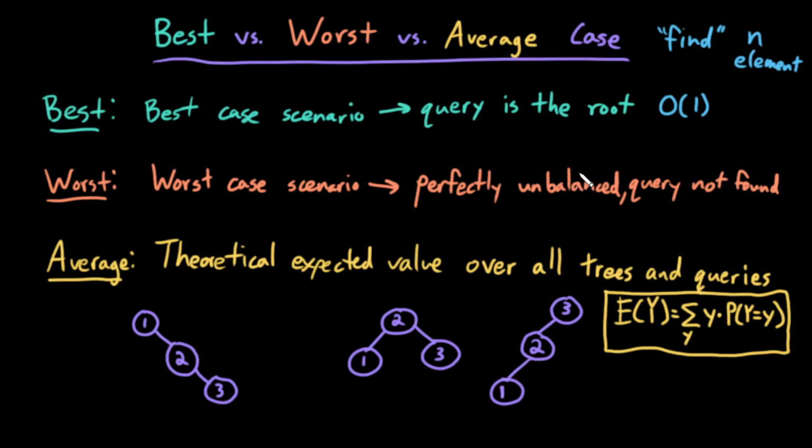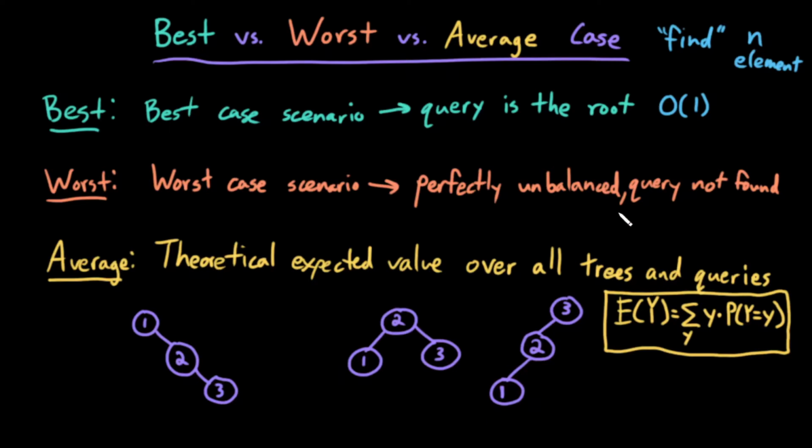For the worst case time complexity, I have to think of the worst possible scenario, which for a binary search tree would be a perfectly unbalanced tree. So this tree and this tree, the two perfectly unbalanced trees here, are the worst possible scenarios for my binary search tree find algorithm. In this tree, if I looked for the element 4, I would theoretically have to traverse over big O of n edges before I fail. And here, if I was looking for the element 0, similarly, I would have to traverse over big O of n edges before I fail.